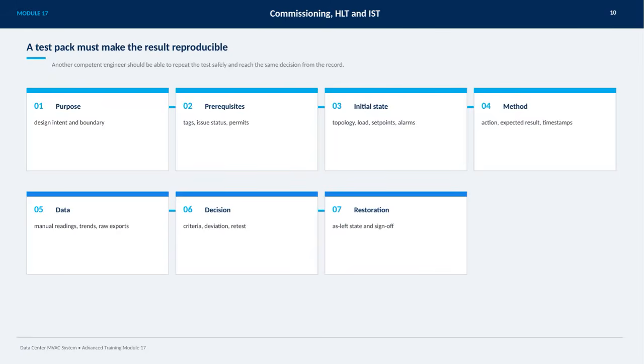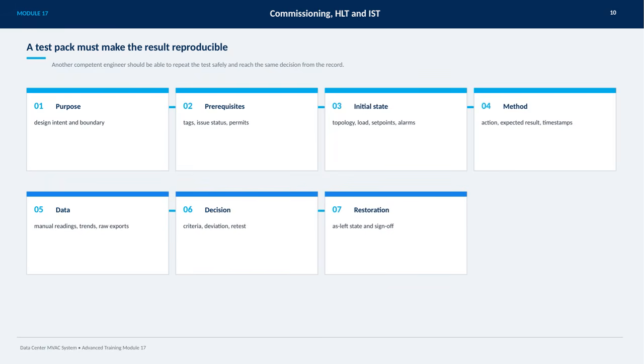On this slide, we're focusing on the importance of a test pack being reproducible. The key idea is that another competent engineer should be able to safely repeat the test and arrive at the same decision just by reviewing the record. To ensure this, a test pack must clearly outline several critical components.